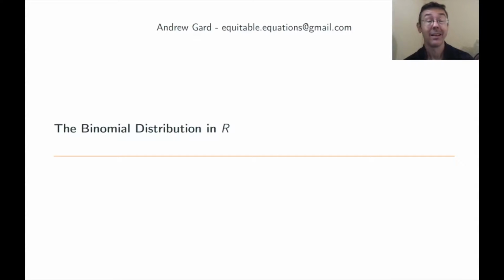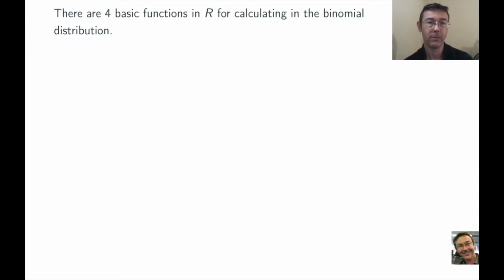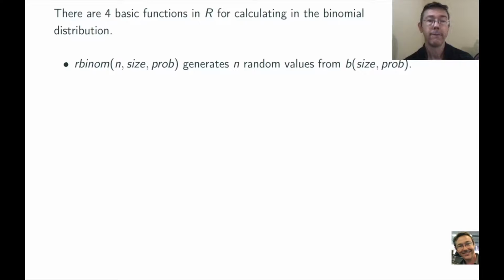Hey everybody. Today we're using R to do calculations involving the binomial distribution. There are four basic functions in R that you're going to want to know. First of all, rbinom is going to generate random values in the binomial distribution with a given size and probability of success on an individual trial.